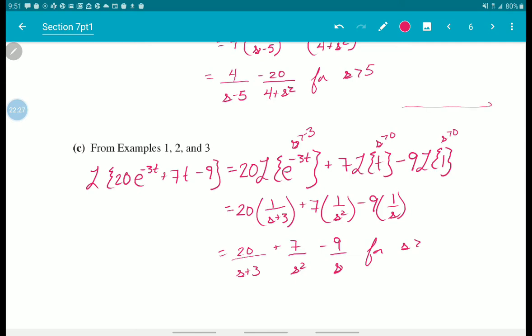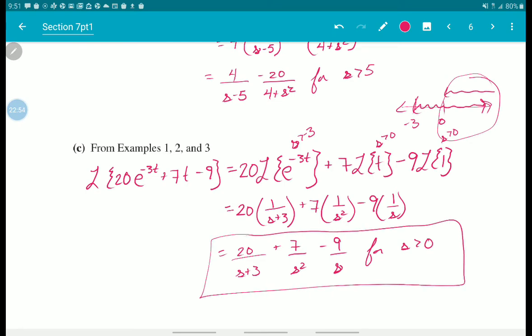So if you think about that number line again, here's negative 3 and here's 0. To force convergence of that e to the negative 3t, we said that we had to be bigger than negative 3. To force convergence on t and 1, we had to be bigger than 0. So that overlap is actually here. So s has to be bigger than 0 for this guy. So all of that works because of those properties of integrals.